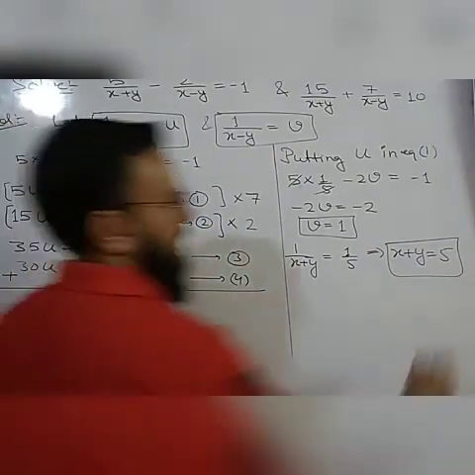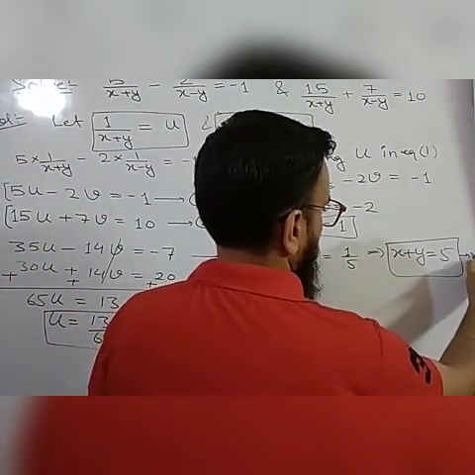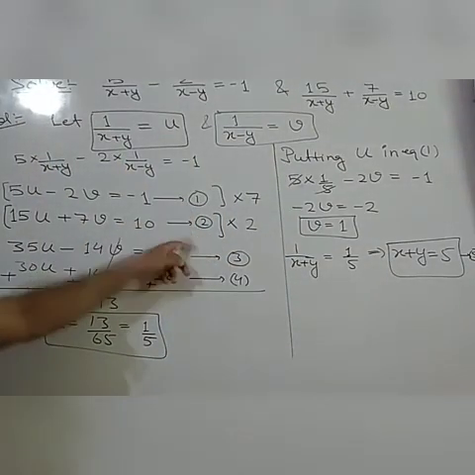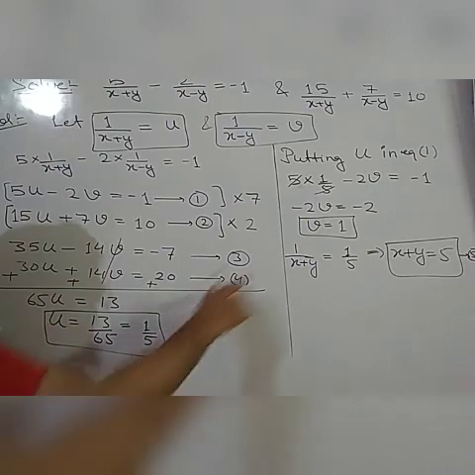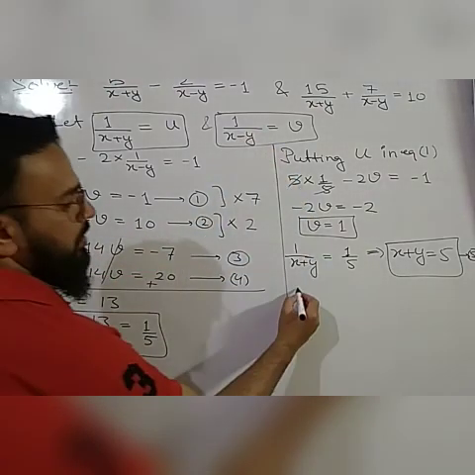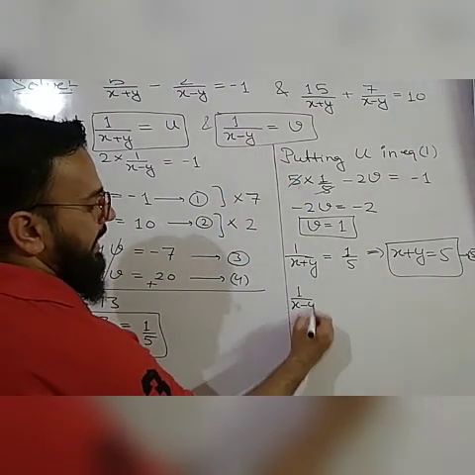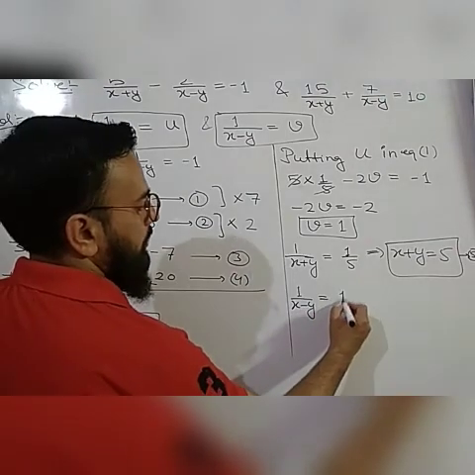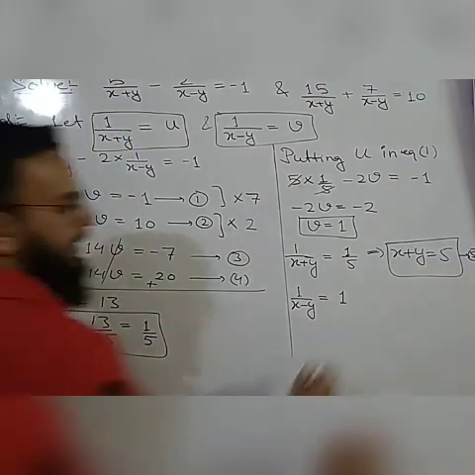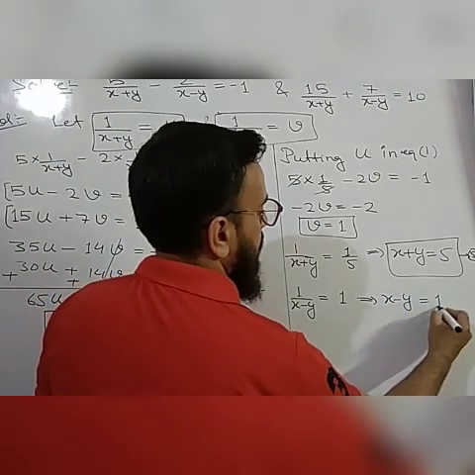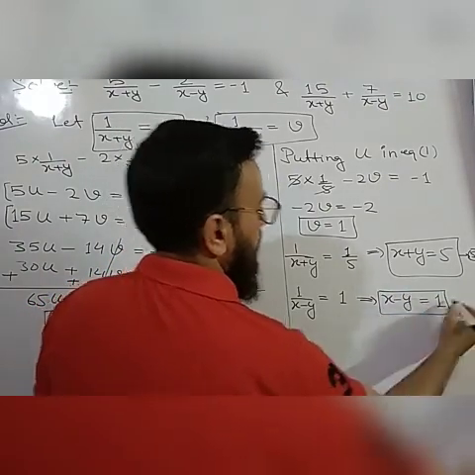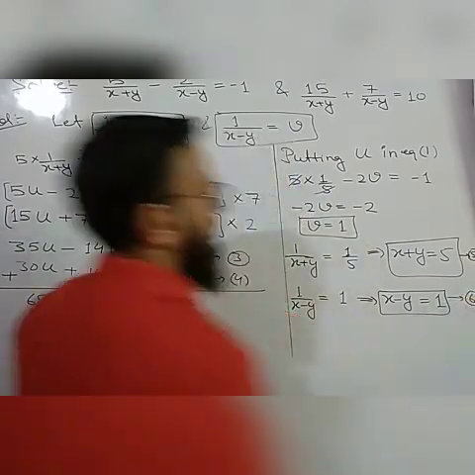Another equation, and we will consider it as equation number 5. Similarly, put the value of v also in this equation. So we will get 1 upon x minus y is equal to 1, the value of v. Again cross multiplying, we will get x minus y is equal to 1. This is another equation, which is equation number 6.